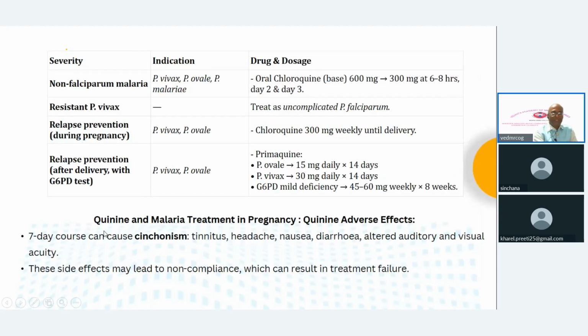Then quinine and malaria treatment in pregnancy. Quinine adverse effects. Sometimes they can ask you about the adverse effects of quinine. A 7-day course can lead to cinchonism that will present as tinnitus, headache, nausea, diarrhea, altered auditory and visual acuity. These side effects may lead to non-compliance, which can result in treatment failure.